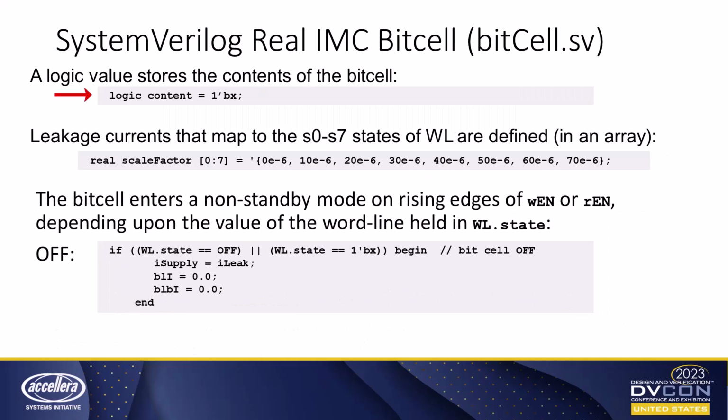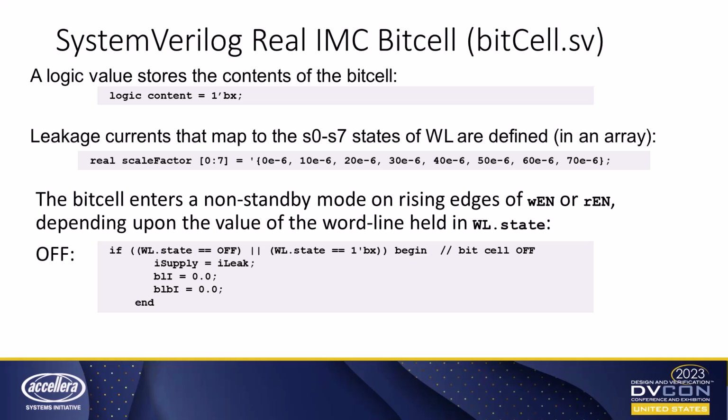The bit cell's got a logic value that actually stores its content. Of course, it's going to be X when it starts up, or if power ever is removed. And then we have a vector that represents the potential leakage from the bit cell, and it's going to be indexed by the integer value of the enumerated element of the word line net for when we're doing multiplications. Depending on the DAC value on the word line, you get a different amount of leakage into or out of the bit cell. And we'll see in a slide how that works to provide the input or output current onto the bit line.